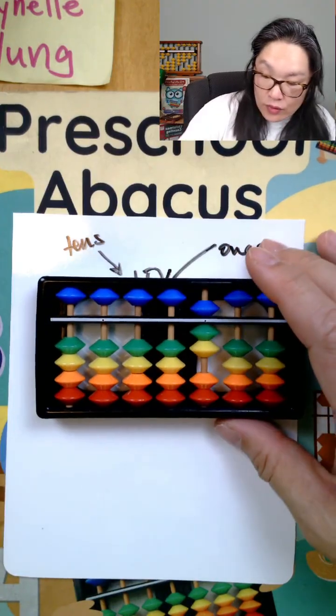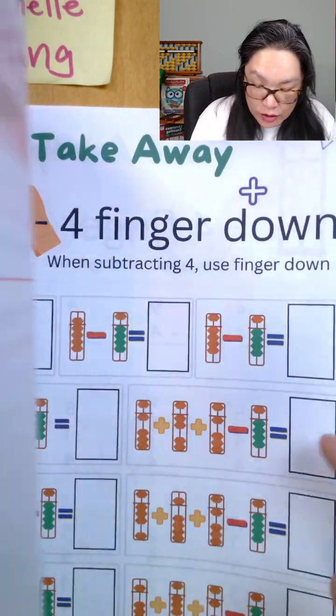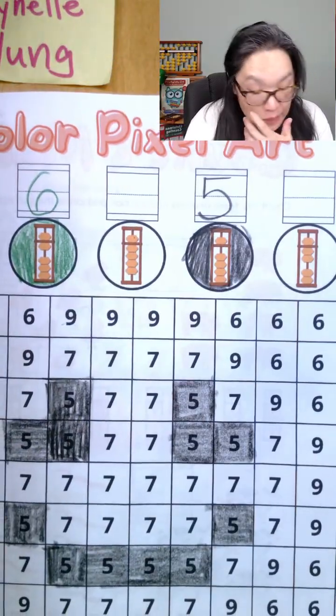So that was the whole reason why I had this book. The reason why I had this book is I teach the children. So in the beginning of the book, we talk about bead recognition.